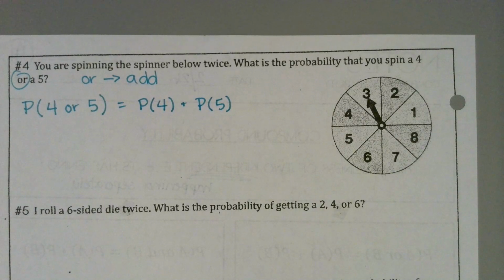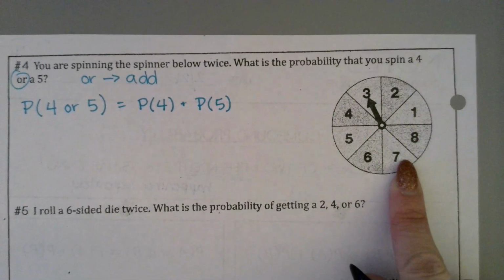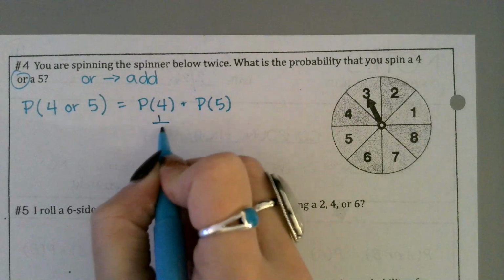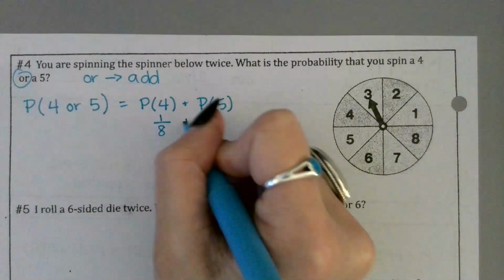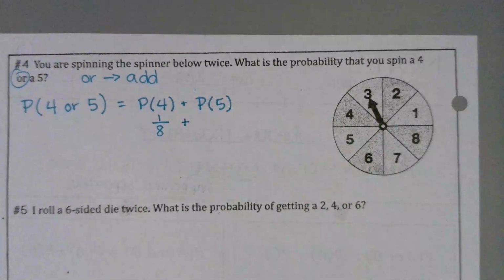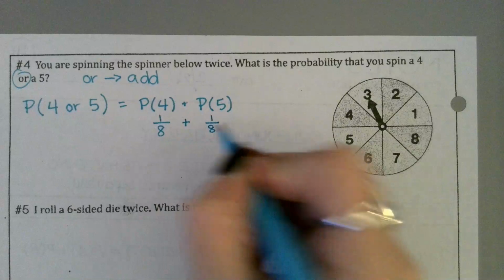What's the probability of spinning a 4 on that spinner? Hold on. How many total sections are there? 8. And how many sections of those are a 4? 1. So there's 1 4 on the spinner out of 8 total sections. What about spinning a 5 out of 8? Also 1 over 8.